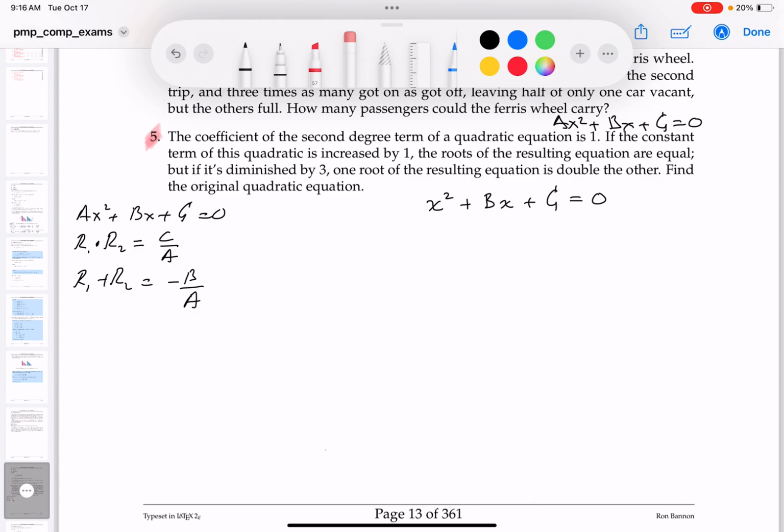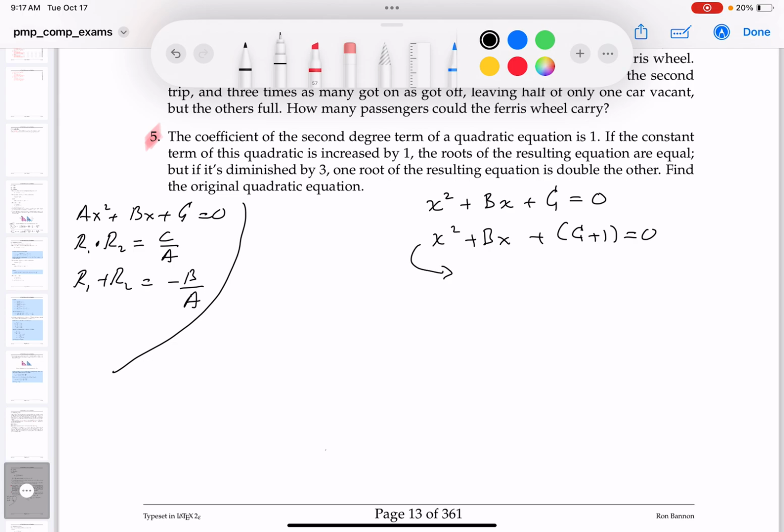So let me see if I can read further on the problem, all right? By the way, someone says you're going to use this. Maybe, maybe not, all right? The coefficient of a second degree term of a quadratic equation is 1. If the constant term of the quadratic equation is increased by 1, let me do that now. And what are you going to get? If it's increased by 1, you're going to get x squared plus bx plus the constant term increased by 1. So it's going to be c plus 1. Right, so it says the resulting roots would be equal.